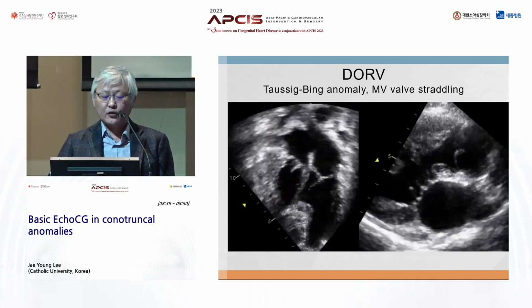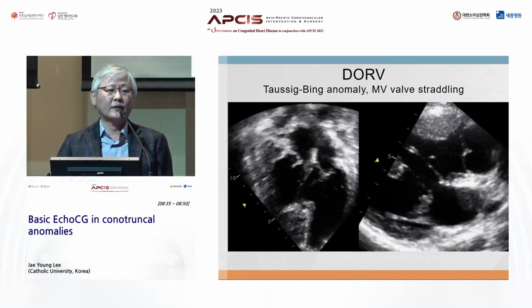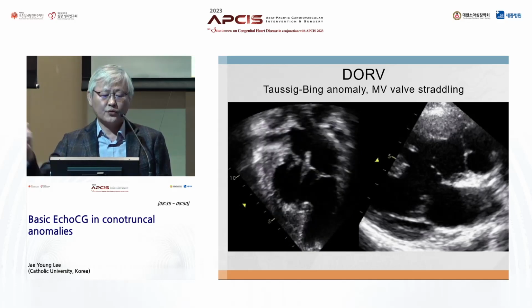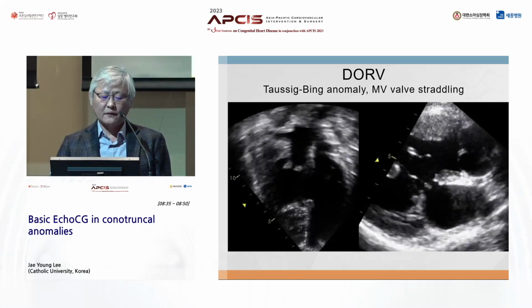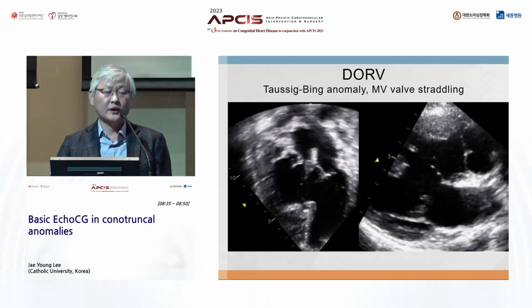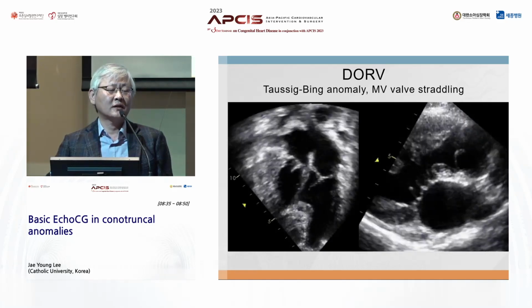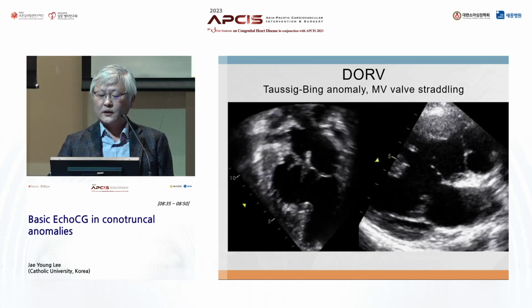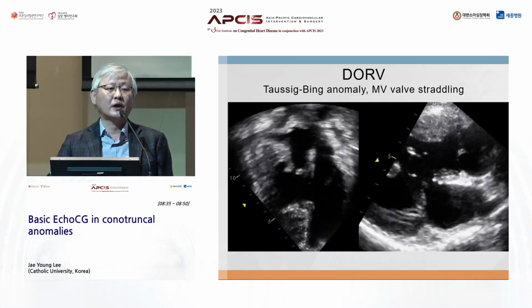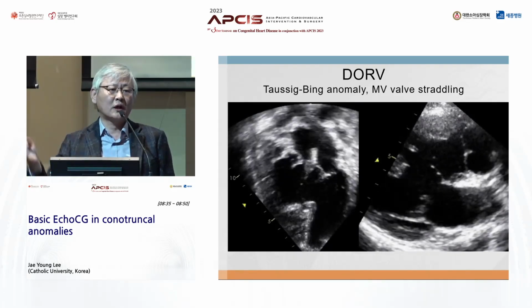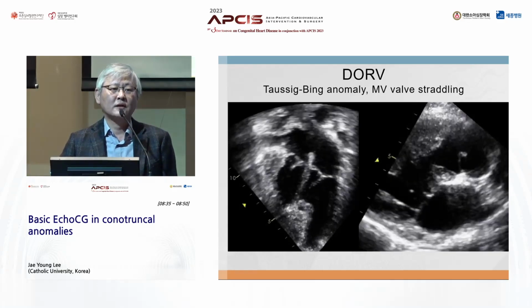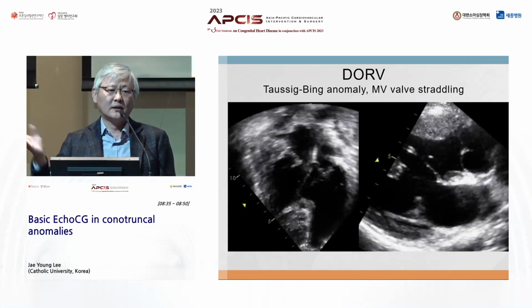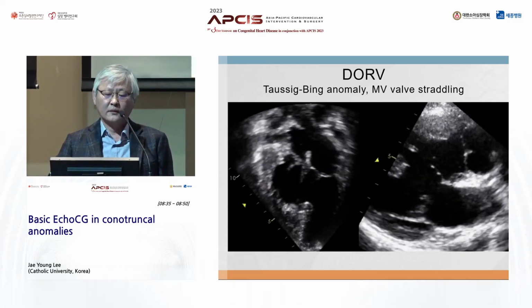This is another case of Taussig anomaly, also with extension to the inner part, with the mitral valve tension apparatus attached to the right ventricular structure, maybe the moderator band. And again, long-axis view showing the tension apparatus inserted to the right ventricular structure. This is severe straddling, and this is type C AV valve straddling.